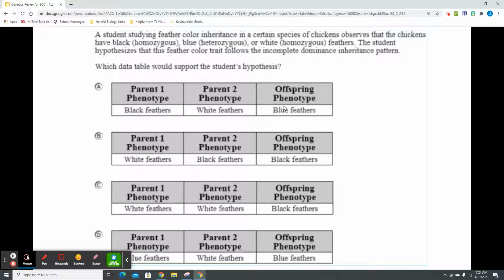That's incomplete dominance. The other ones: parent 1 is white, parent 2 is black, and the offspring is black. That shows complete dominance. White and white making black, that shows a recessive trait. And blue and white making blue, that doesn't really prove anything. So this is the one right here that supports the student's hypothesis that black and white blend together to make that blue. And again, in nature, blue is typically gray. Like I have a blue Dane, but she's gray. So that makes sense. Black and white blend to make gray.